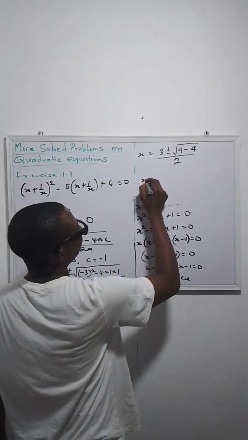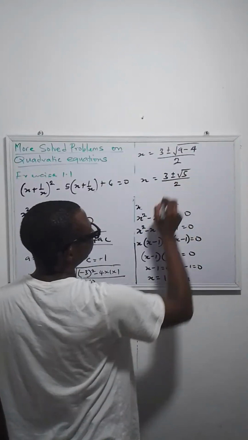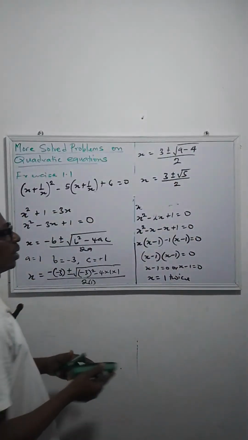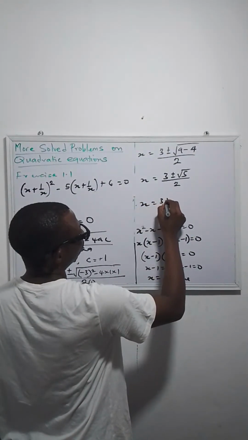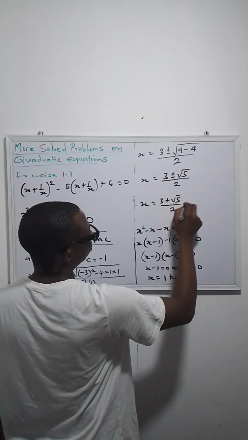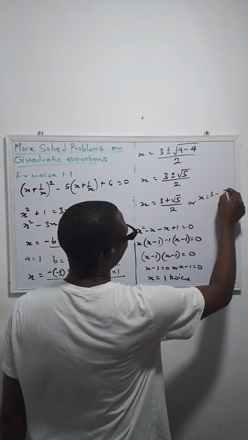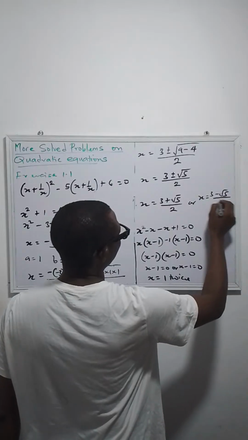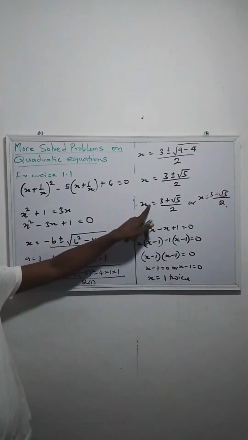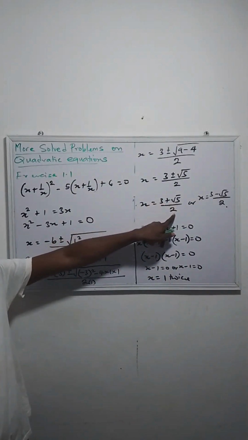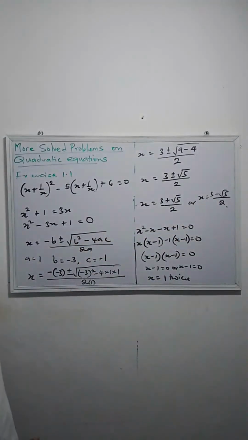So now we have x equals 3 plus or minus square root of 5 over 2. That means the roots of this quadratic equation will be x equals 3 plus square root of 5 over 2, or x equals 3 minus square root of 5 over 2. So the answers are x equals 3 plus square root of 5 over 2, or x equals 3 minus square root of 5 over 2.